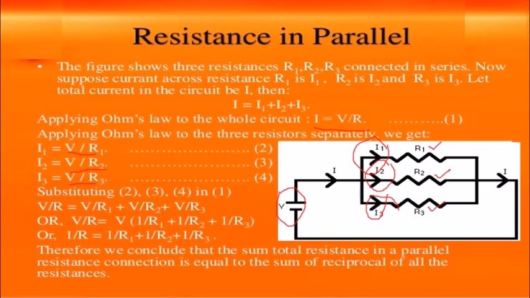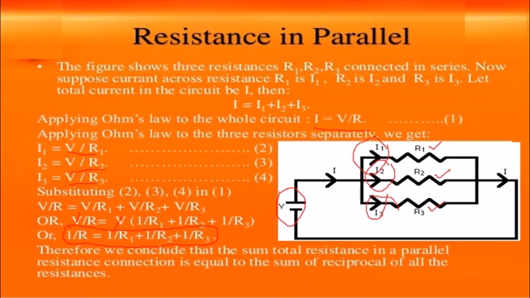And when we substitute all of this, V upon R, that is I, is equal to I1 plus I2 plus I3. So V upon R will be equal to V upon R1 plus V upon R2 plus V upon R3. V we will take as common here. So here our V and V get cancelled. And what we get here is 1 upon R is equal to 1 upon R1 plus 1 upon R2 plus 1 upon R3. So this is our final formula that we get for the resistance in parallel. That is 1 upon R is equal to 1 upon R1 plus 1 upon R2 plus 1 upon R3.